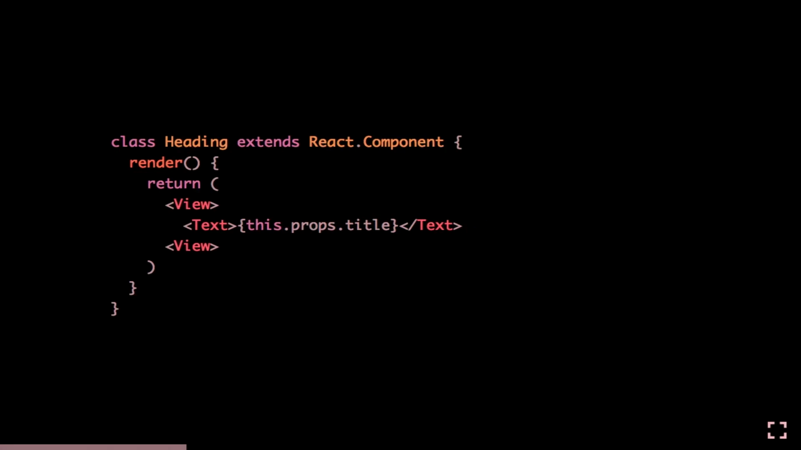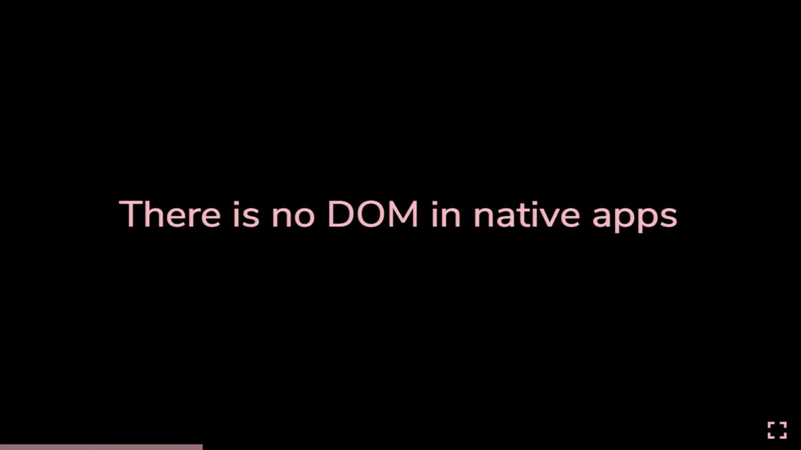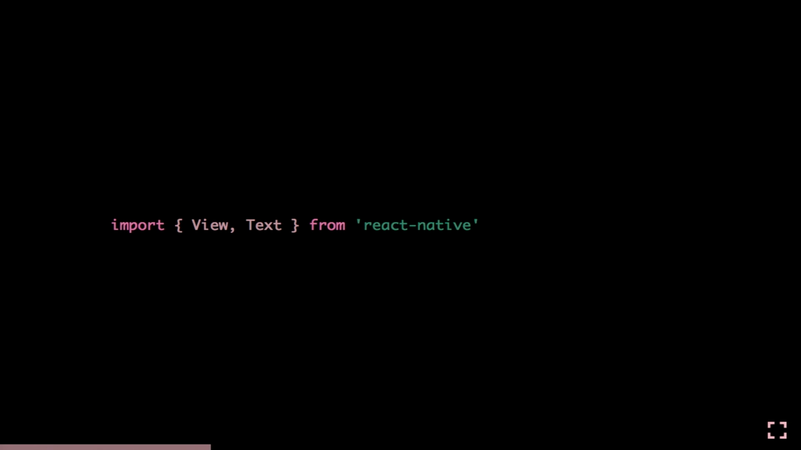So let's head back to React Native for a second. This is a React Native component. It doesn't look too different, but it is. You see View and Text there. You don't see any HTML. That's because there's no DOM in native apps. You don't have any H1s or paragraphs or buttons. Your base primitives in React Native are View and Text.